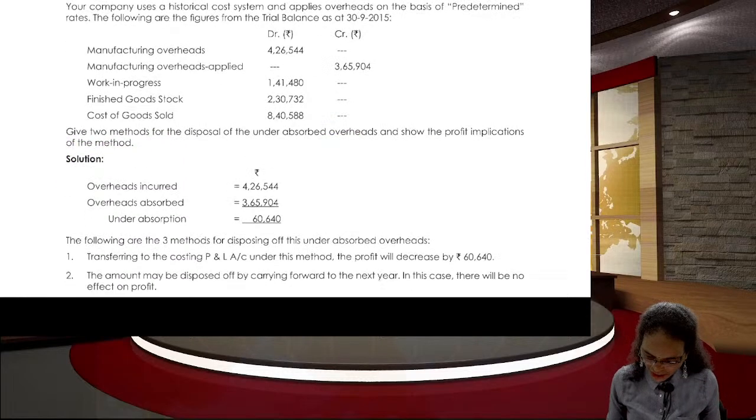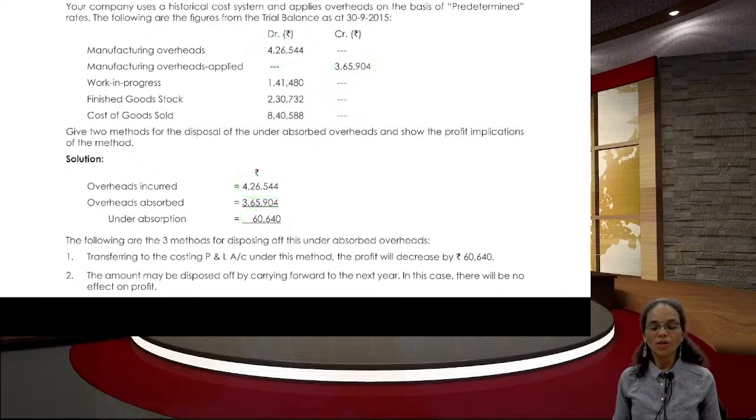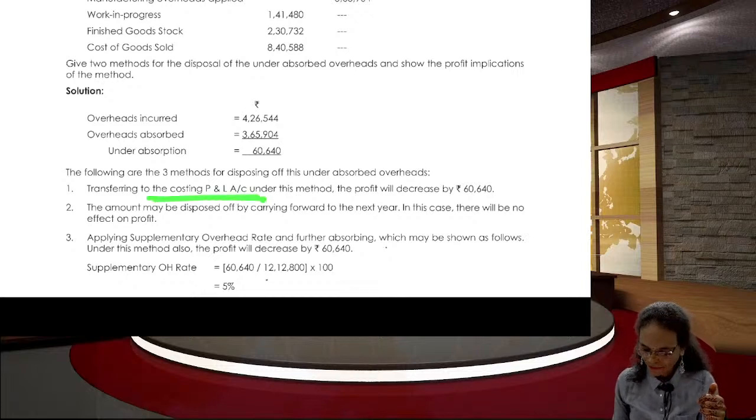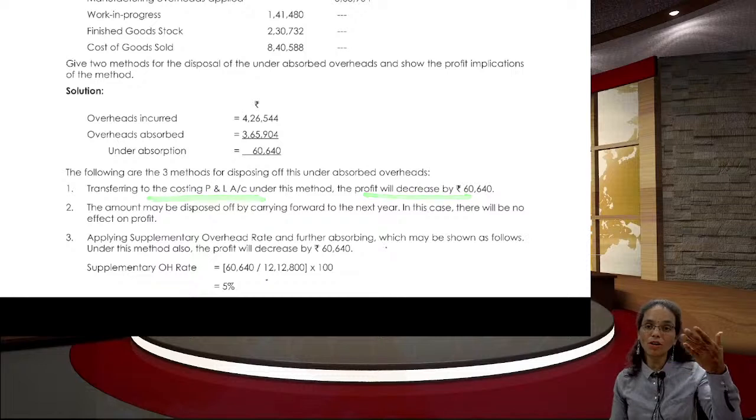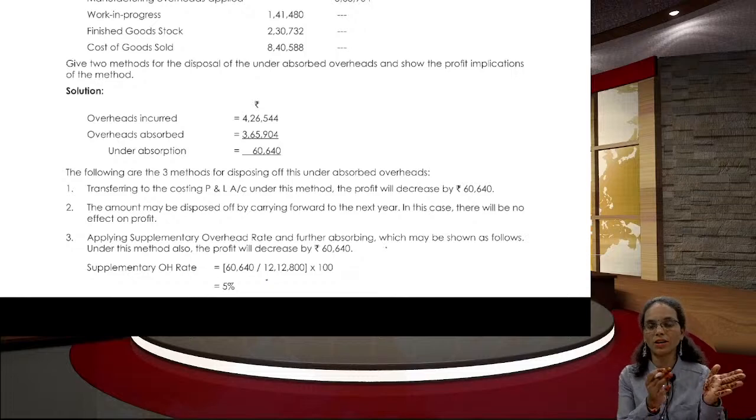See, we incurred this much, but we recovered this much. So the difference is the under recovery. When it is the under recovery, I told you there are 3 ways. One is you transfer it to the costing P&L, and obviously the profit will be reduced because you are transferring it to the costing P&L as under absorption.